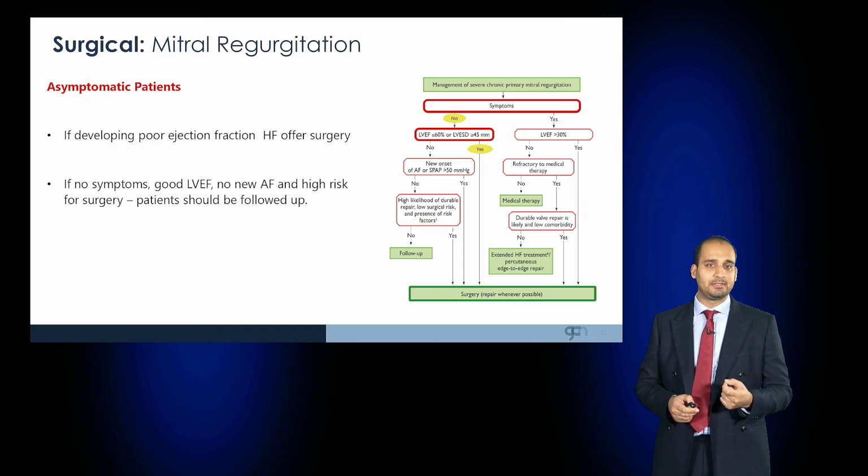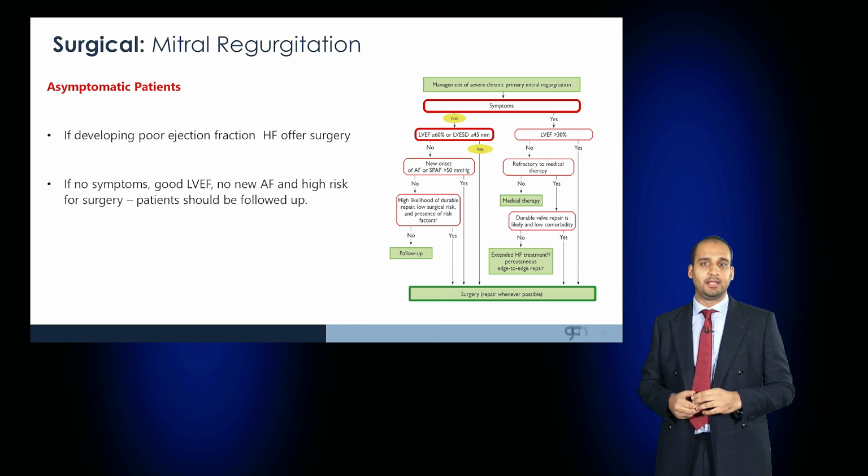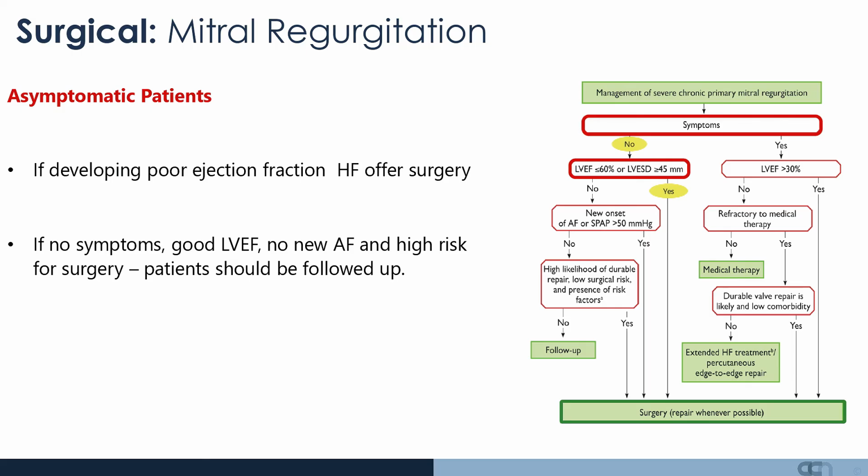If they're asymptomatic or they're developing a poor ejection fraction, then surgery can be considered. However, if they have no symptoms and they have a good ejection fraction with no murmurs and they're a high risk candidate, then they should be followed up closely in clinic.